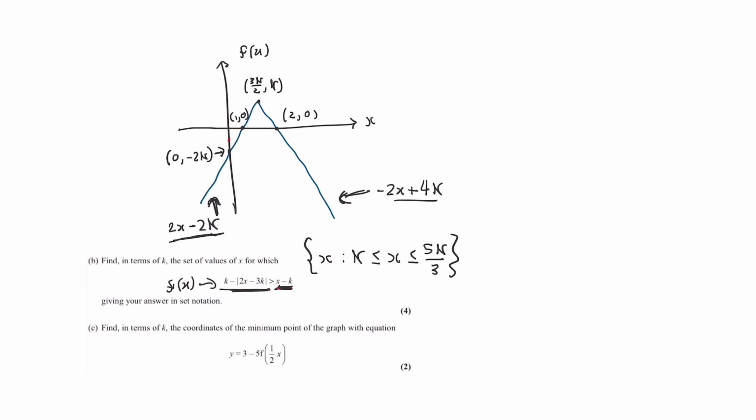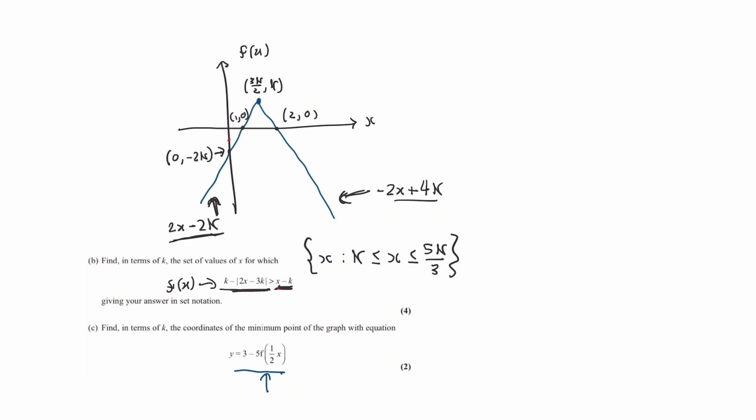In this final part of the question, we're told to find in terms of k the coordinates of the minimum point of the graph with equation y is equal to 3 minus 5f of half x. So the way we're going to do that is we're going to first look at our original graph f of x and then apply the transformations which will take us to the equation y. So we're going to do the transformations one by one.